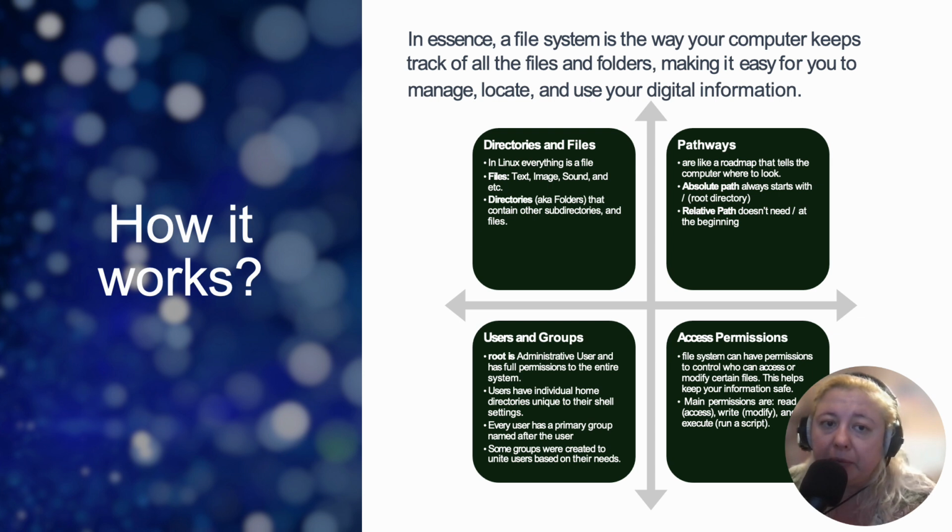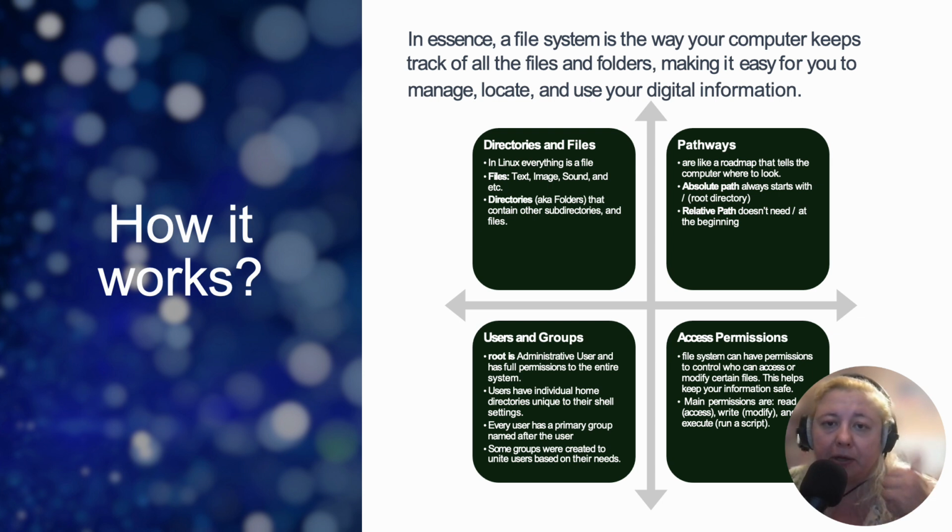Every user has a primary group that is named after that user. Groups allow us to work on permissions, on who can do what with specific files and directories. But some groups are created to unite users based on their needs. Permissions, again, we will learn a little later. But in a file system, we can have permissions to control access to modify certain files. That helps to keep your information safe.